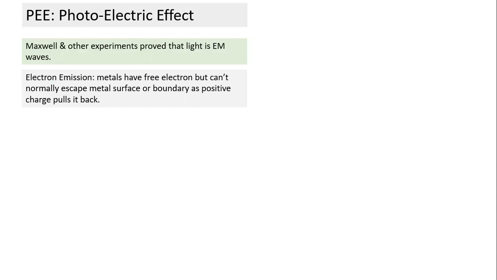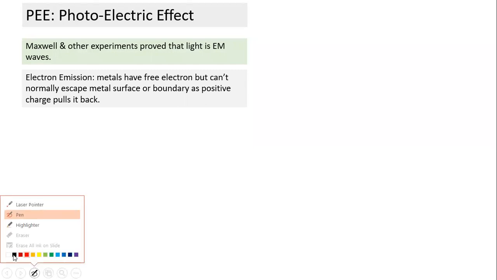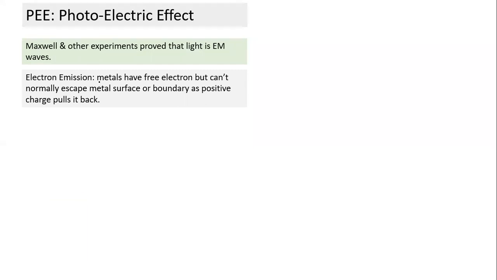Those experiments were about electron emission. Let's understand what electron emission means. We have some understanding of metal. What is the primary property of a metal? There are a lot of free electrons. Practically every atom releases one free electron, and that free electron can move around within the boundary of the metal surface.